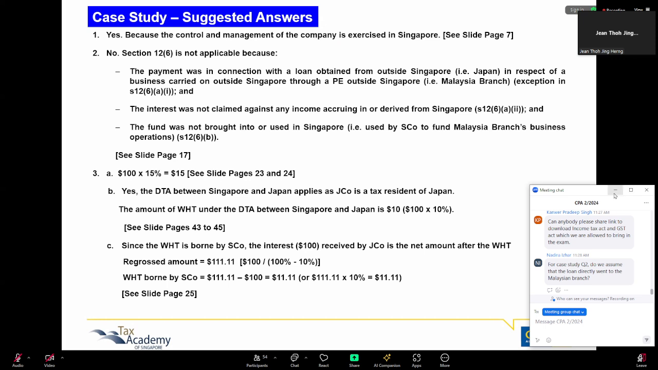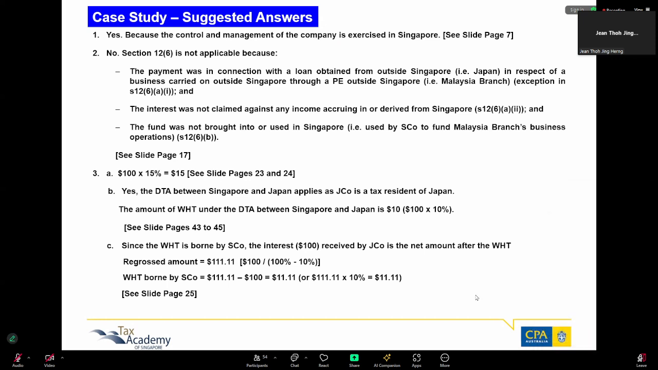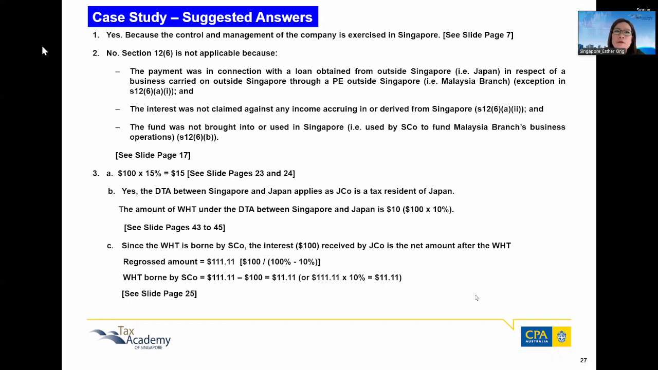So within question 4 there are 3 to 4 short questions. It will be something like this case study, where I give you a scenario, then ask you a few questions to test your understanding of the key principles of withholding tax. It could be qualitative, it can also be quantitative.